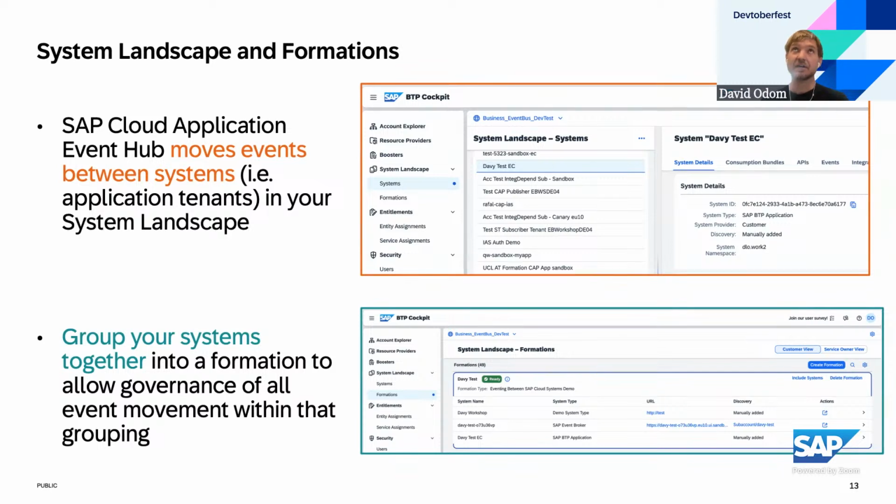And usage here is typically, the most basic case is production systems are in one formation, test systems are in another formation, but we see out there lots of other scenarios like lines of business administering their own event flows separately, regions working independently from other regions. There are lots of use cases out there. This is just a tool.